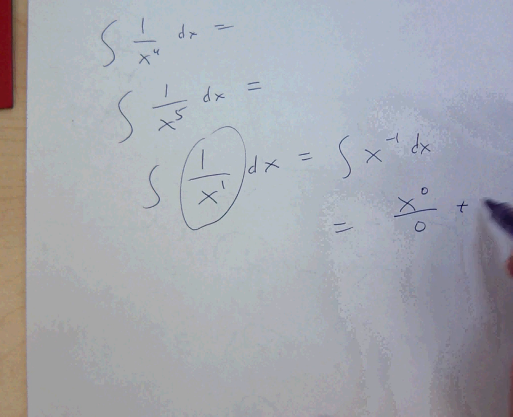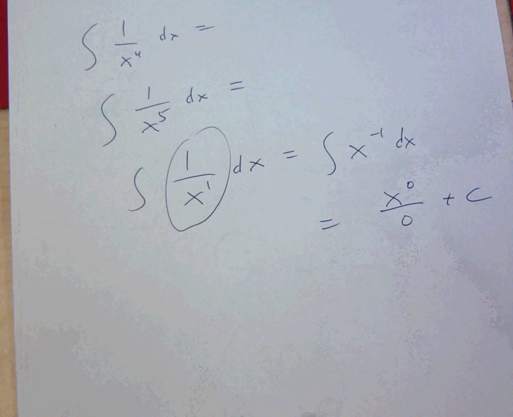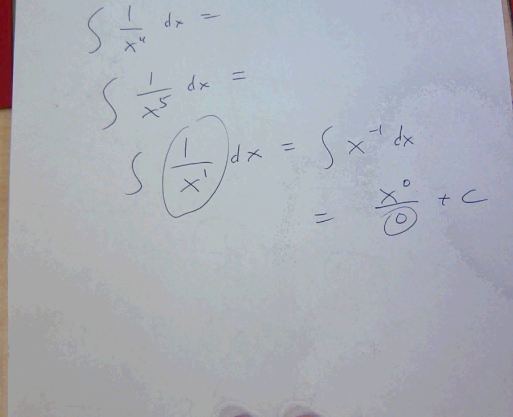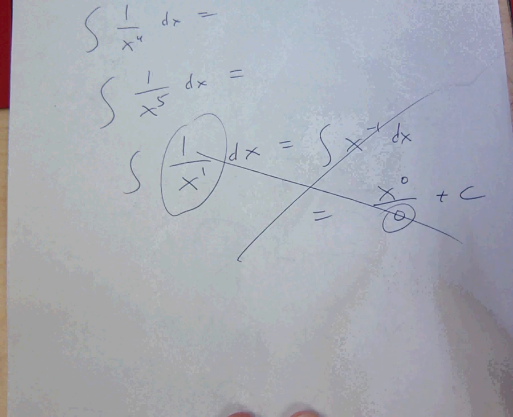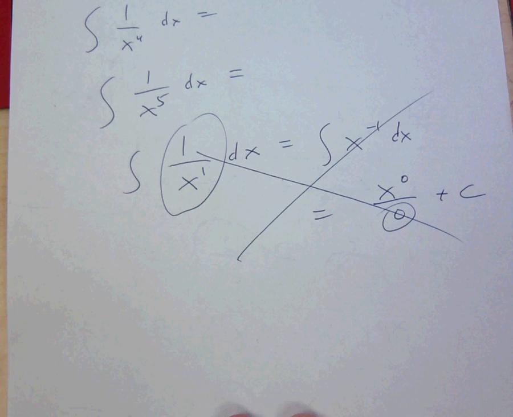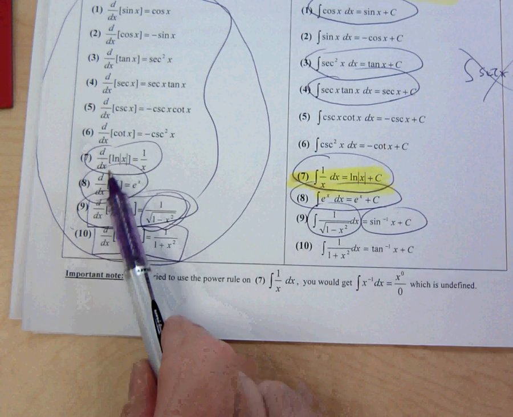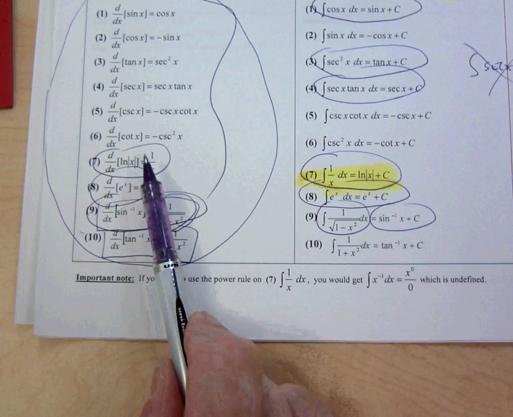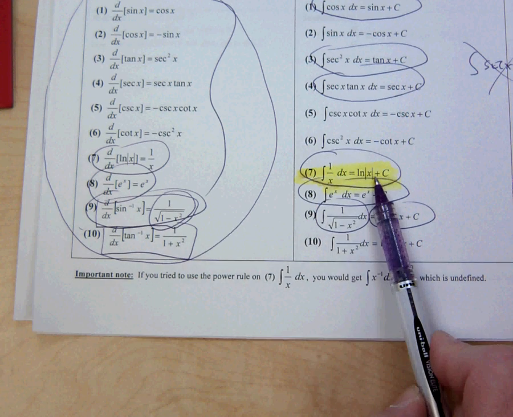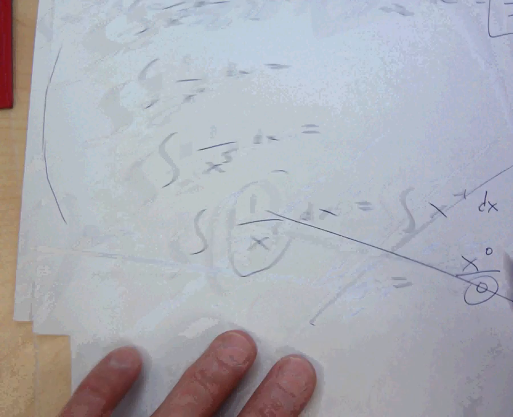Uh-huh. See how we use the power rule? We ran into a problem, didn't we? You can't divide by 0, so this doesn't work, does it? Right? Doesn't work, but that's okay. Why is it okay? Because since the derivative of natural log of x is 1 over x, we can just go backwards and say the antiderivative of that is natural log of x. So you see how the power rule fails in this situation?